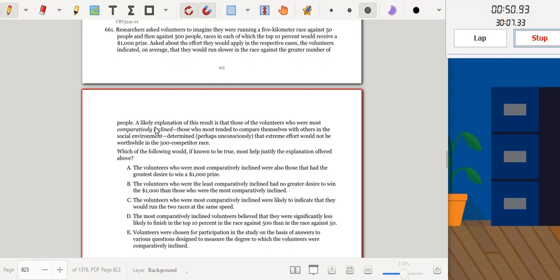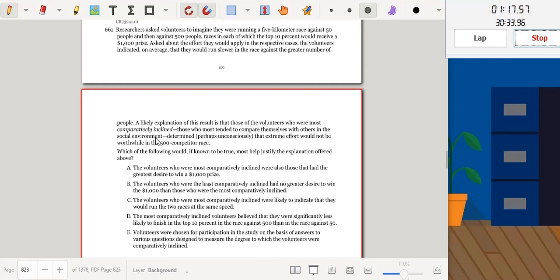Okay. A likely explanation of this result is that those of the volunteers who were most comparatively inclined, those who most tended to compare themselves with others in the social environment, determined, perhaps unconsciously, that extreme effort would not be worthwhile in the 500 competitor race. Which one of the following, if known to be true, most helps to justify the explanation?